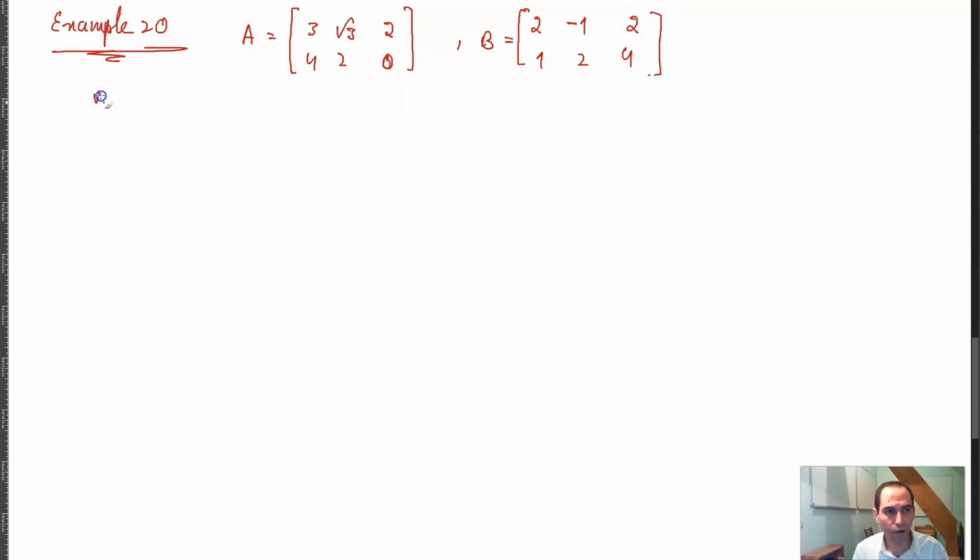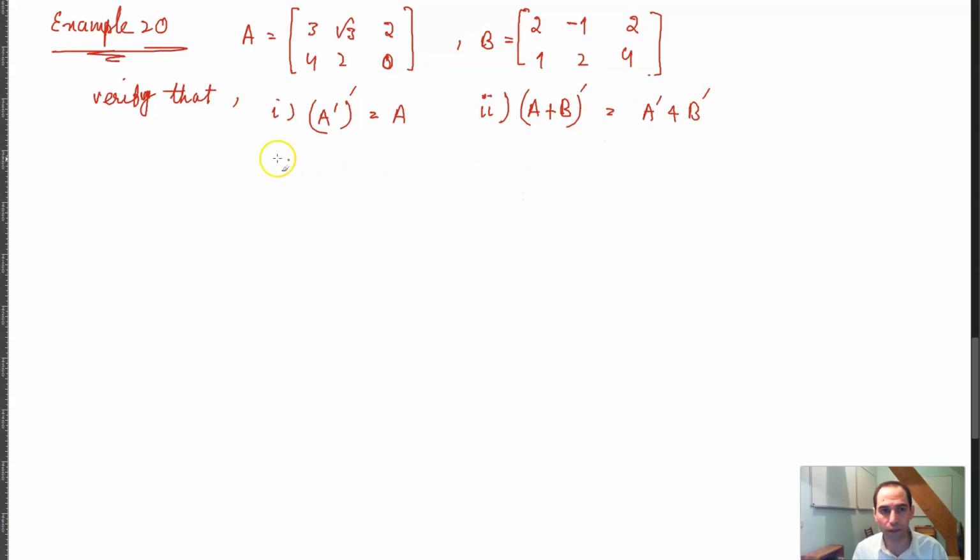You want to verify that number one, A transpose whole transpose is equal to A; number two, A plus B whole transpose is equal to A transpose plus B transpose; and number three, K times B whole transpose is equal to K B transpose, where K is just a constant, right?